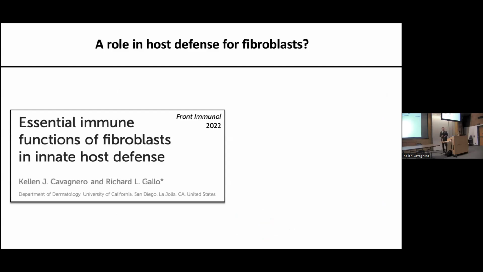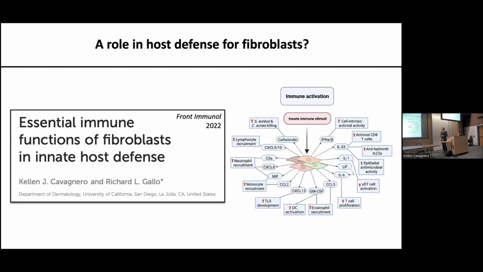One of the first things I did when I joined the lab was I started synthesizing all of the literature related to fibroblast immune function at barrier tissue sites. So not just the skin, but also the gut and the lung, places where infections commonly start. And I wrote this review with Rich, and we were really surprised to find that there were actually decades of studies, mostly in vitro in a dish, showing that fibroblasts could recognize microbes and respond to pro-inflammatory cytokines, and in turn elicit functions that may be relevant in immunity.